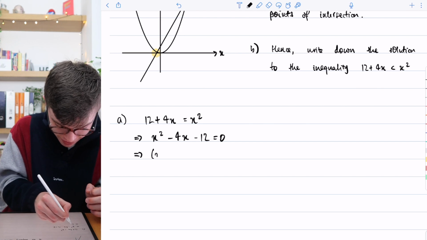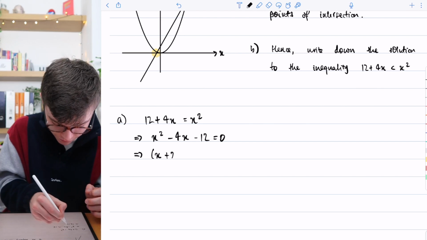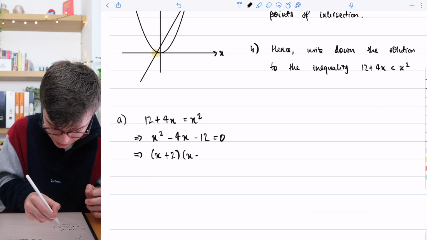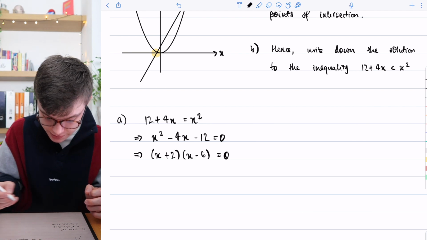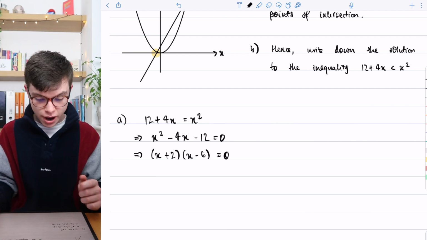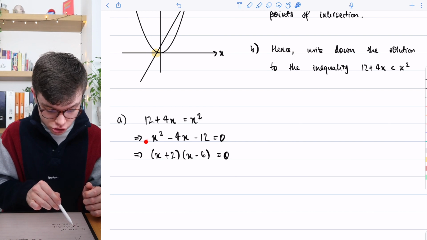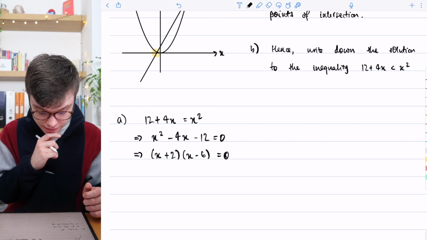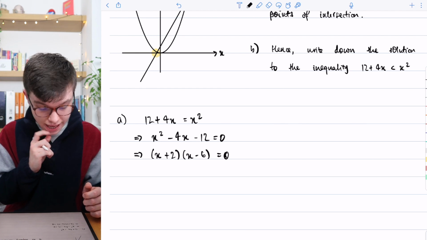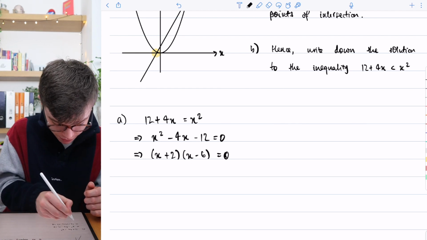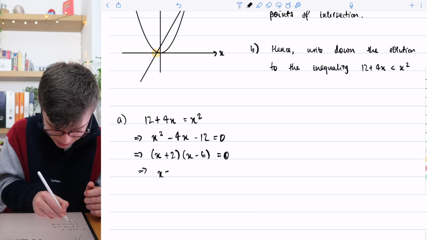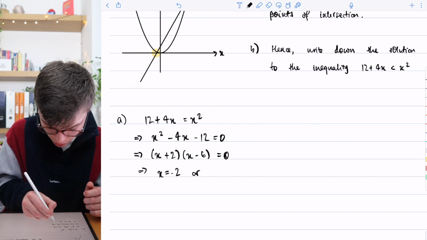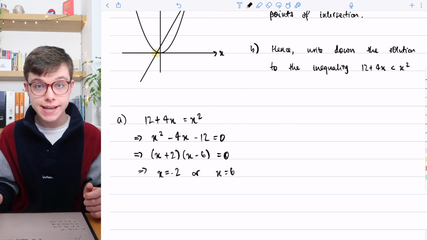Then I'm going to factorise that. Hopefully you're confident with factorising now. That's going to give me x minus 2, x minus 6, and you can check that by expanding the brackets, and you'll see that we should get this quadratic like we had. Okay, so it's equal to 0, and then we can just say, well, either bracket can be equal to 0, so that tells me that x is minus 2, or x is equal to 6.